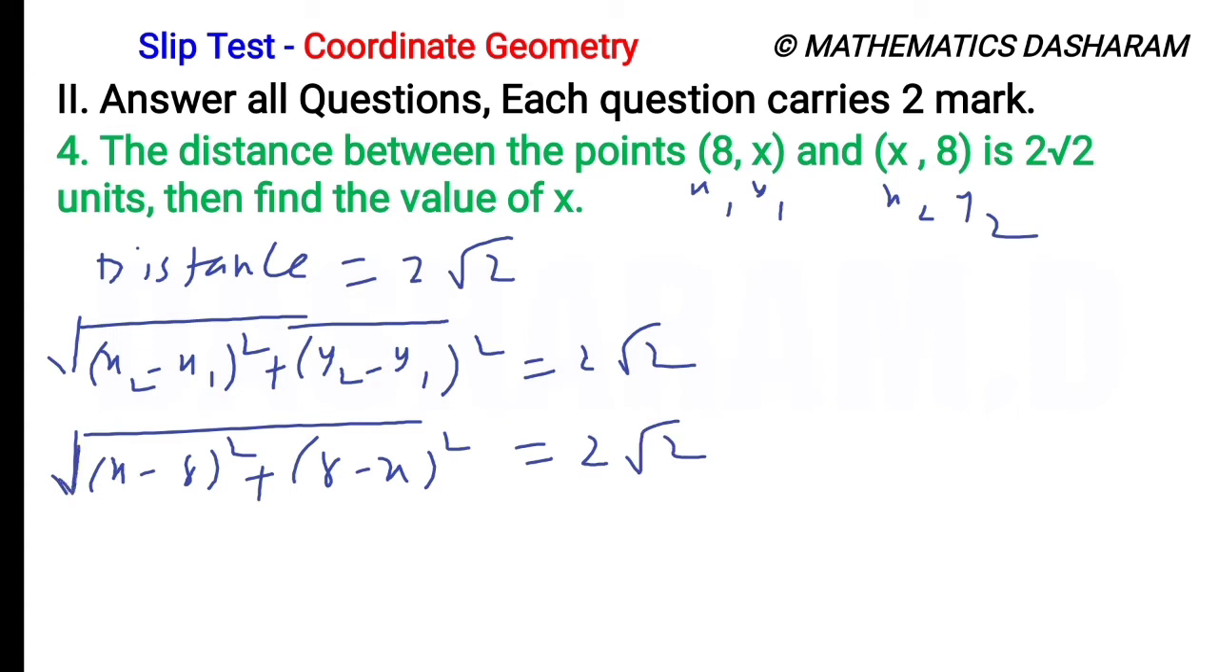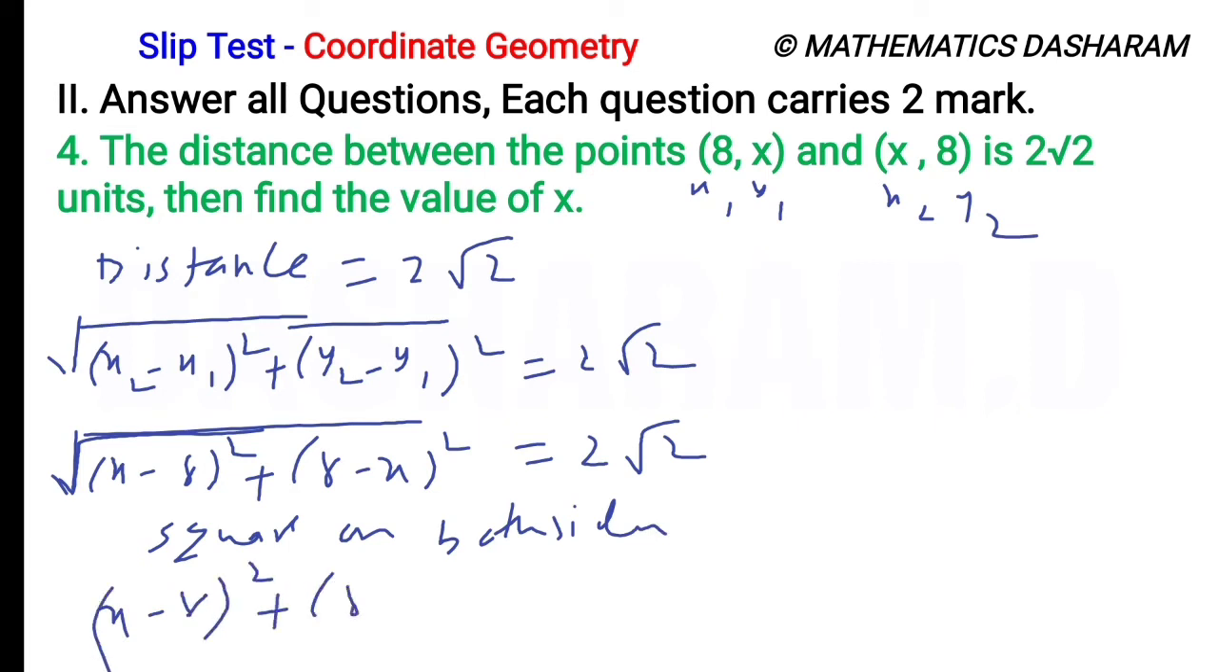First we need to cancel the square root, so that is why we square on both sides. Then (x - 8) whole square plus (8 - x) whole square equals (2 root 2) whole square.